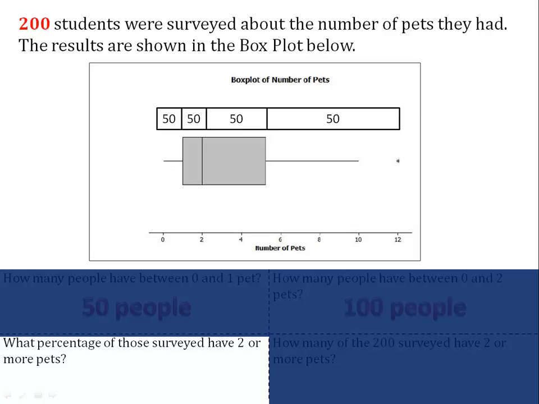What percentage of those surveyed have 2 or more pets? Well, where would that be? 2 or more would be in these regions here. Each of those regions contains 50 people, so that's 100 people. But that's not what the question said. The question said, what percentage of the people? Well, 100 out of 200. That's 50%. And we know that 2 regions combined would have 50% of the people.